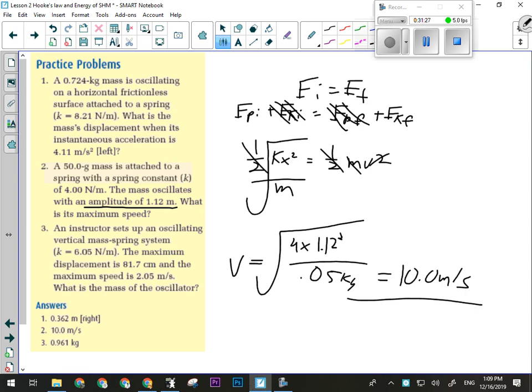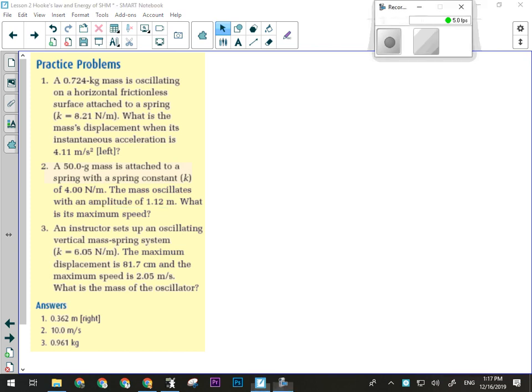I think you guys can handle number 3. You're given the maximum displacement, you're given the maximum speed, and asked to find the mass. You are also given the spring constant. What kind of question is it? It's a conservation of energy question, because the maximum amplitude and the maximum speed occur at different places. I'll give you a little bit of time on that one.